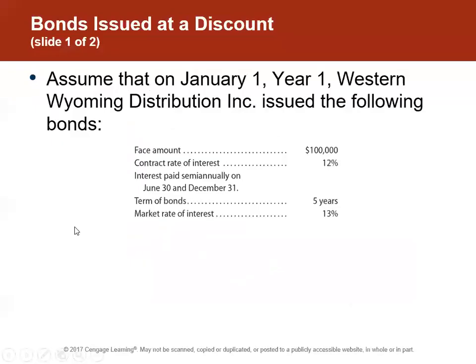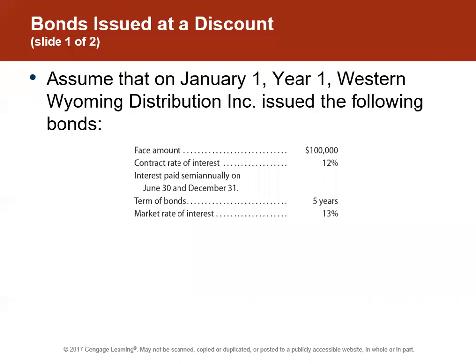Okay, well now let's look at a bond issued at a discount. So again, a bond is issued at a discount when the current market rate of interest is greater than our stated contract rate. The person purchasing this bond could go out and buy a bond from another company and get a 13% return. Well, our return is 12%.